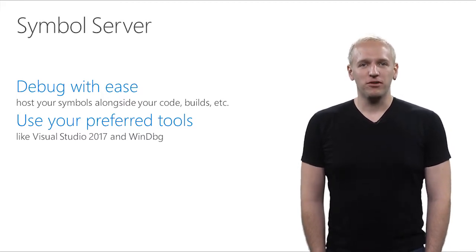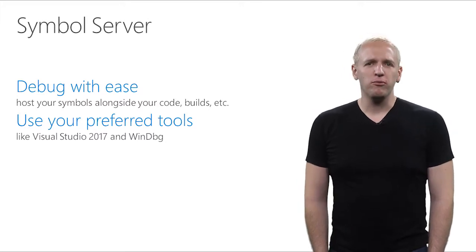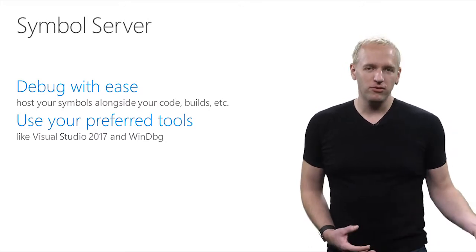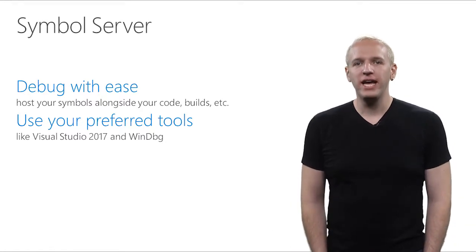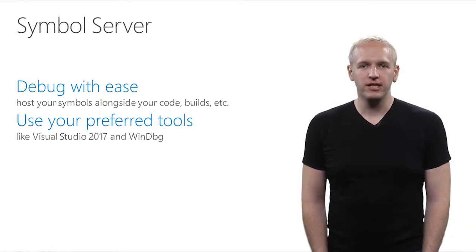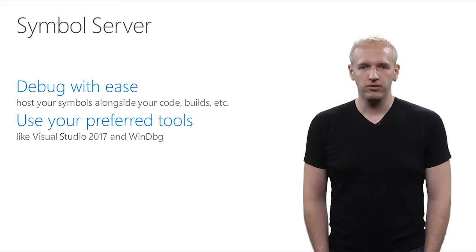The VSTS symbol server is easy to use and works great with your preferred debugger, standards like Visual Studio and WinDBG. And you can automatically publish symbols from any build just by checking a box in the built-in Index Sources and Publish Symbols task. Let's take a look at that.